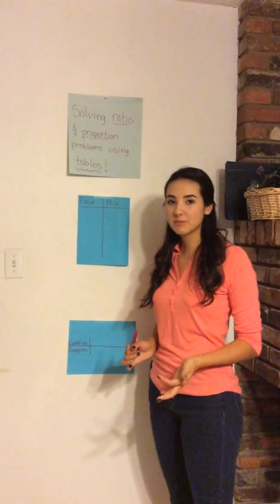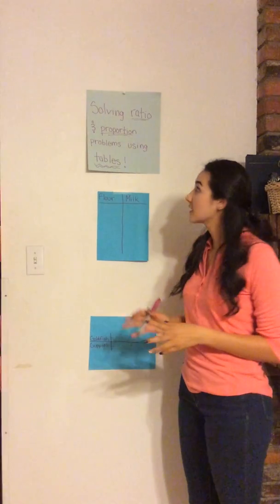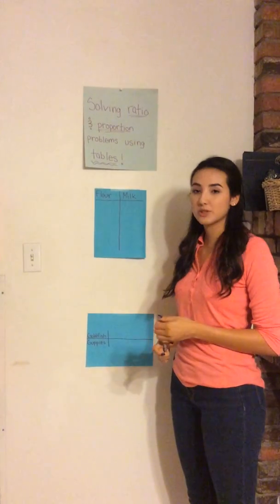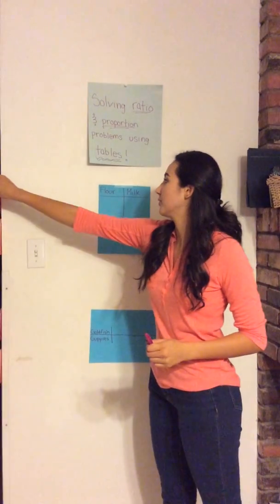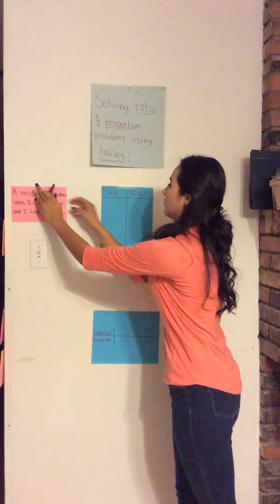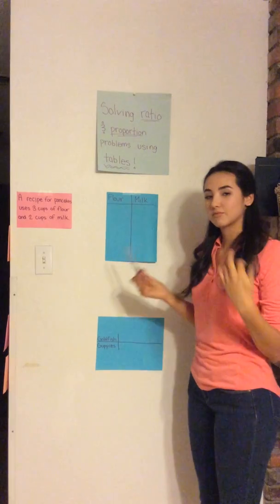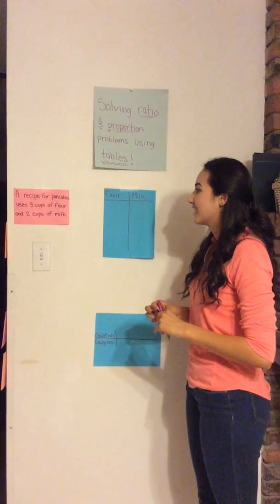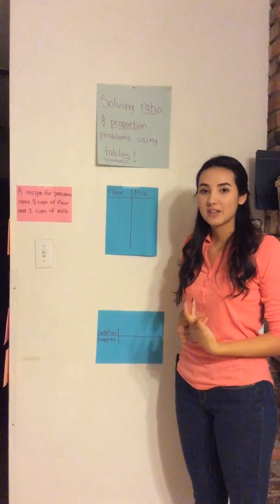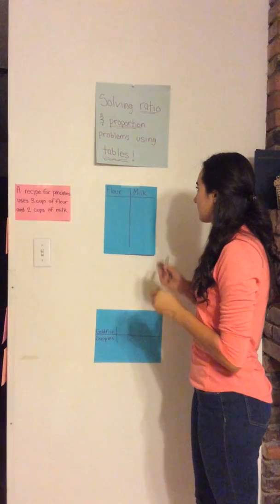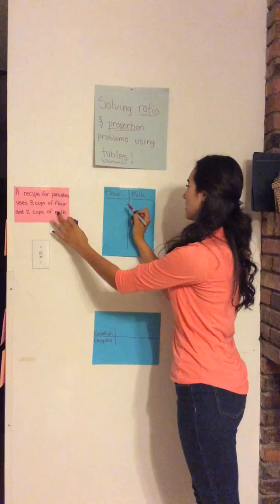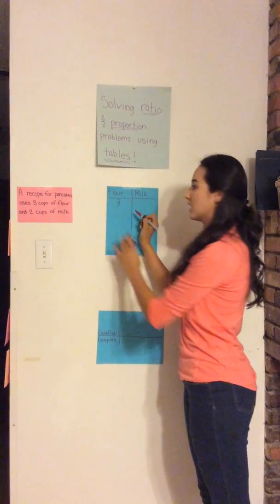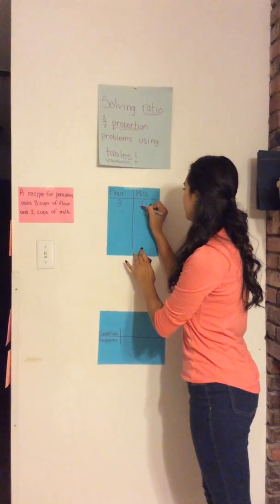Apodaca, and I'm going to be demonstrating two different ways how to solve ratio and proportion problems using tables. So my first example, we have a recipe that we're going to be making pancakes, and the recipe uses 3 cups of flour and 2 cups of milk. So we're going to draw a table. We have flour and milk. So 3 cups of flour and our 2 cups of milk.